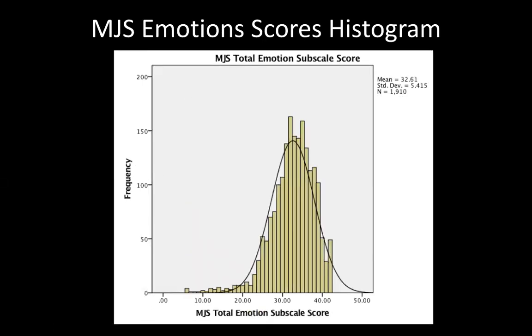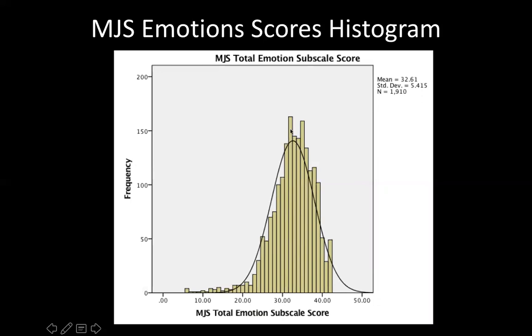The emotion subscale score, however, does look a bit more normally distributed. So we have the same thing, these emotion subscale scores down here on the x-axis and the number of people who got each of those scores on the y-axis. And what we see over here, this mean is 32.61, and so probably somewhere right here. And so the mean is typically at the sort of top of this curve right here.